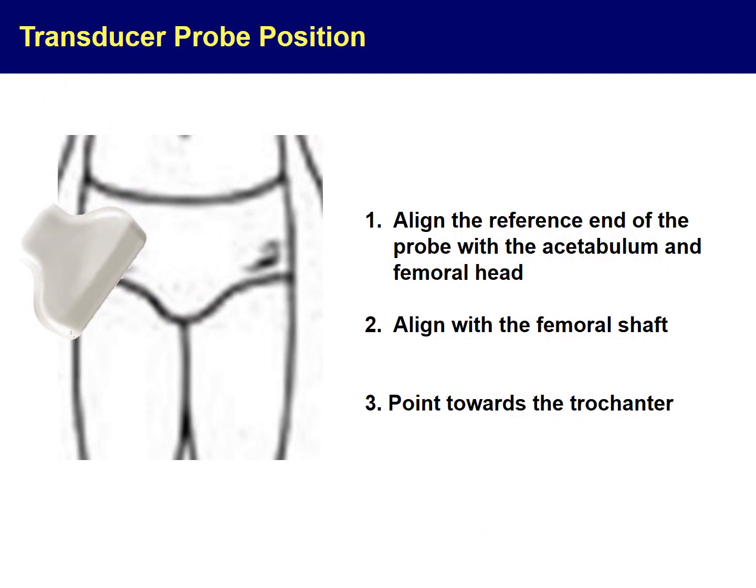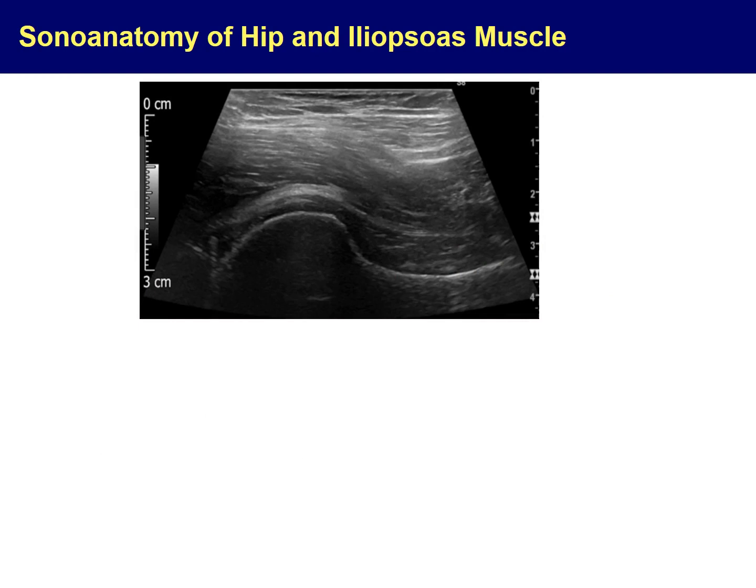This schematic demonstrates the transducer probe position to image both iliopsoas bleeds and hip bleeds. First, align the reference end of the probe with the acetabulum and femoral head. Then align with the femoral shaft such that the probe points towards the trochanter slightly outward. This image shows the sonoanatomy of hip and iliopsoas muscle when the transducer position explained during the previous slide is applied.